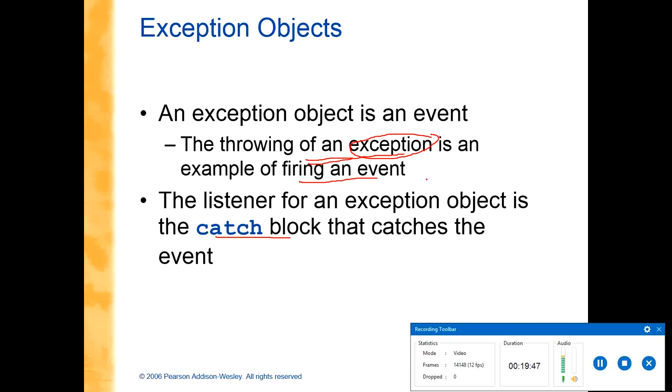So exception is nothing but, for example, when you divide a number by 0. That is not a compile time error. That is an exception, an error in the logic of the program, which you come to know during the runtime. So this is also a firing of an event. So who listens to that exception? There is a catch block. We will learn more about the try and catch block when we come to exception handling.